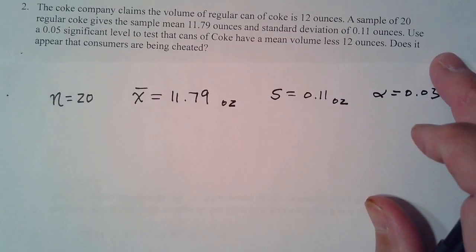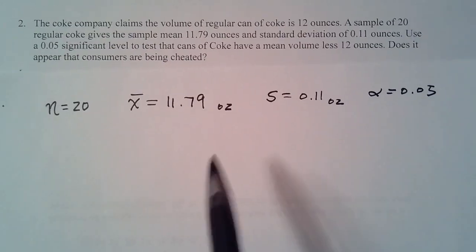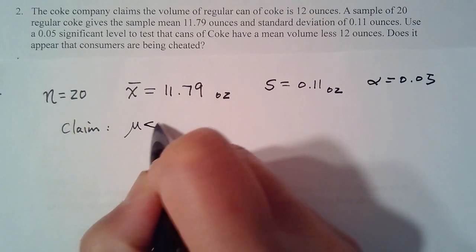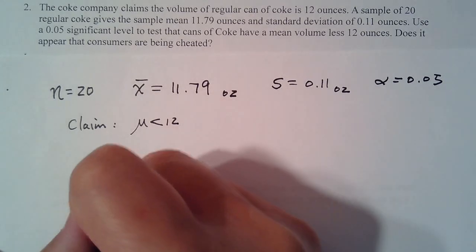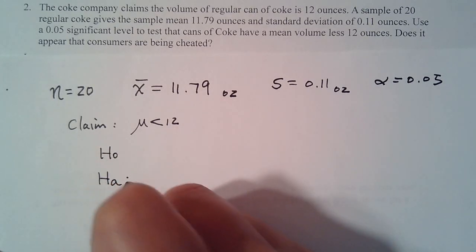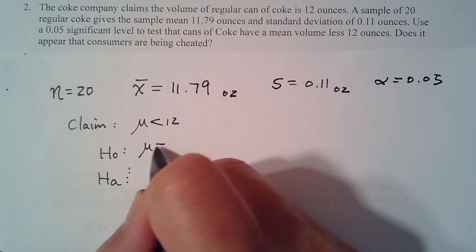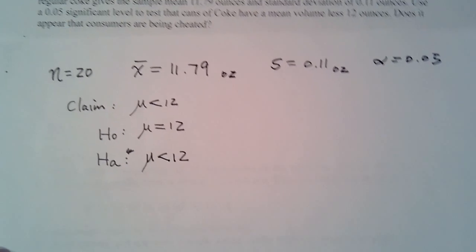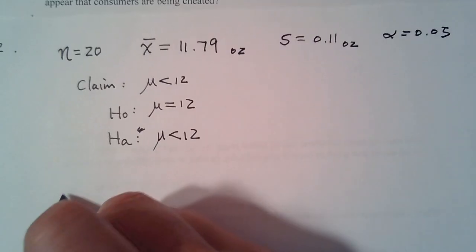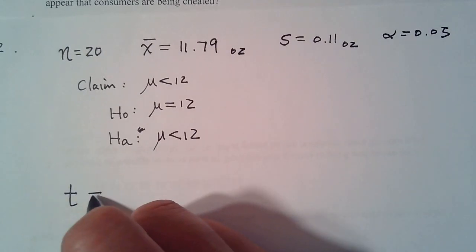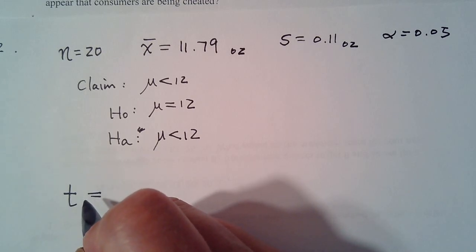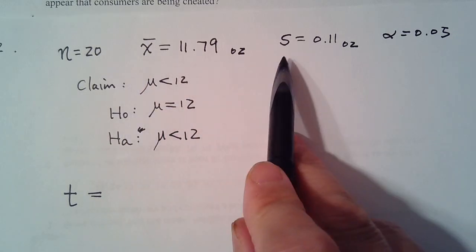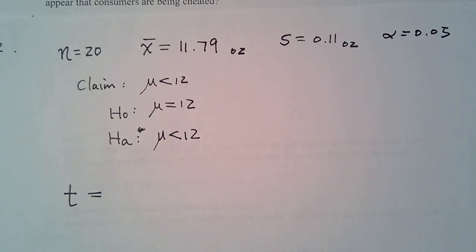Someone might say, wait, I only have the x-bar, 11.79. So the claim is mu is less than 12. So I have my H0 and HA, or H1. H0 is mu equals 12, and HA is mu is less than 12. Seems good? And I'm going to use a test statistic which is a t. The question for t is whether we need degrees of freedom. Yes, because it's a simple random sample, we don't know sigma, and we just assume normality.